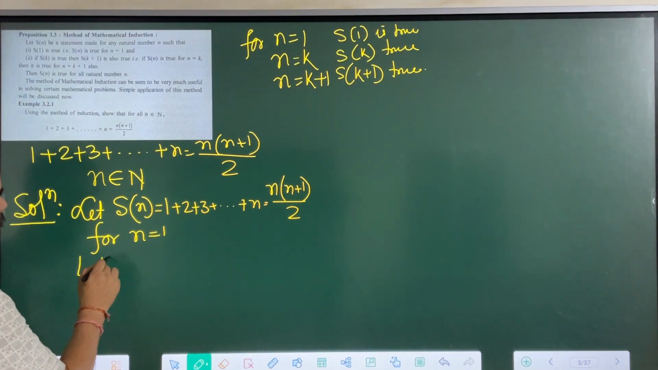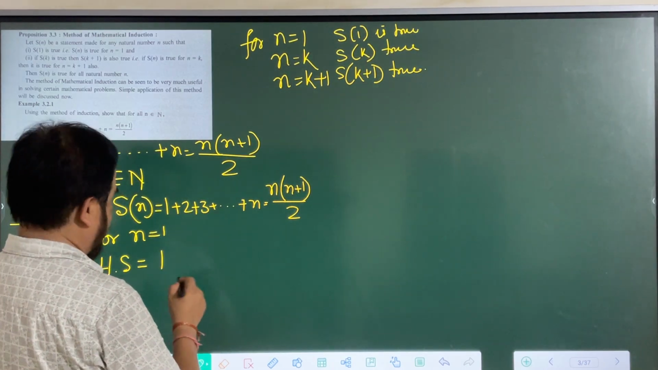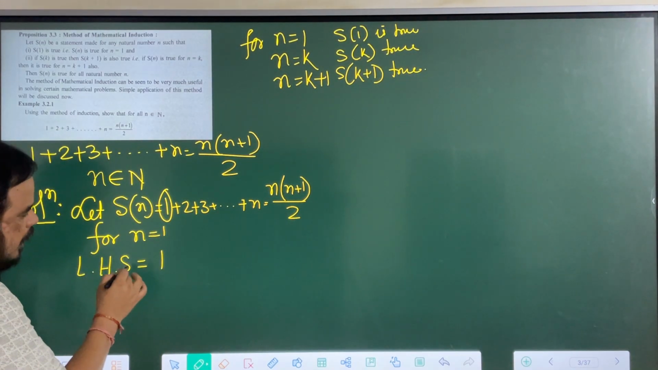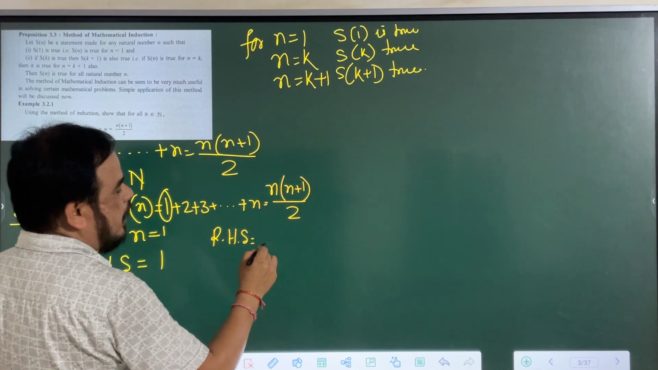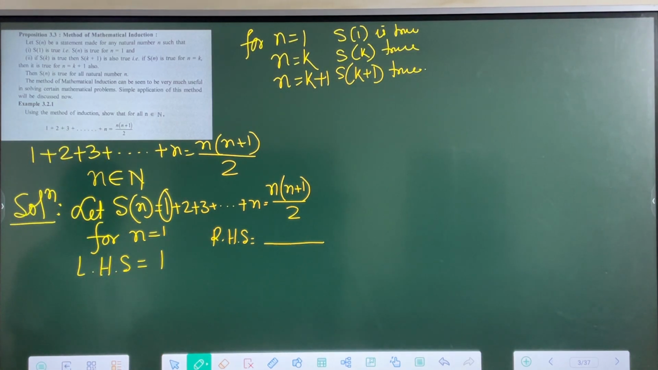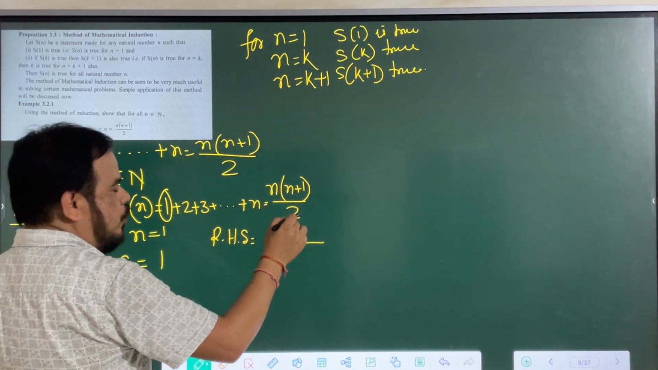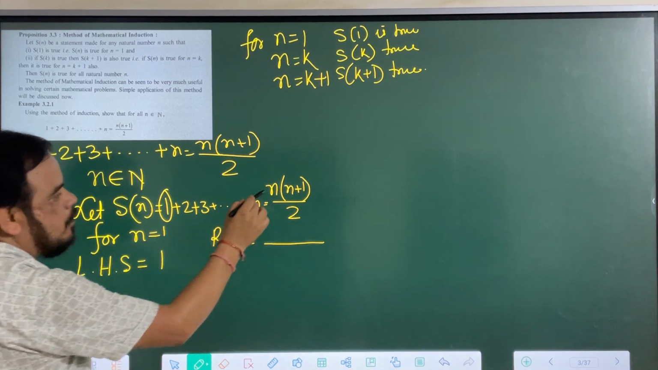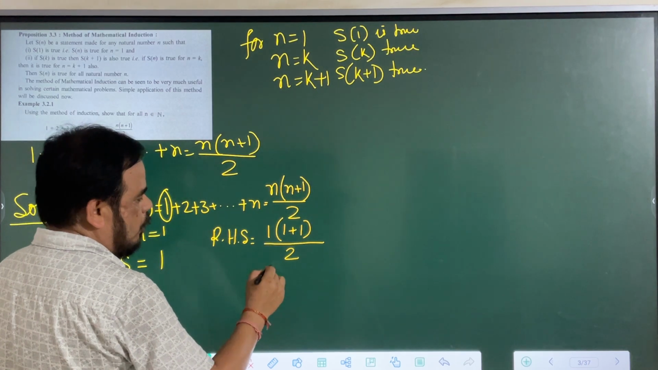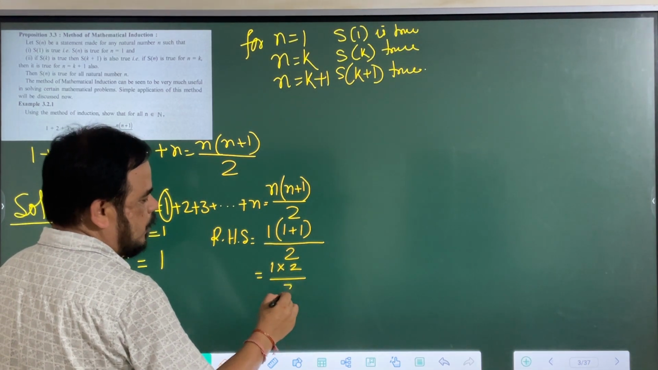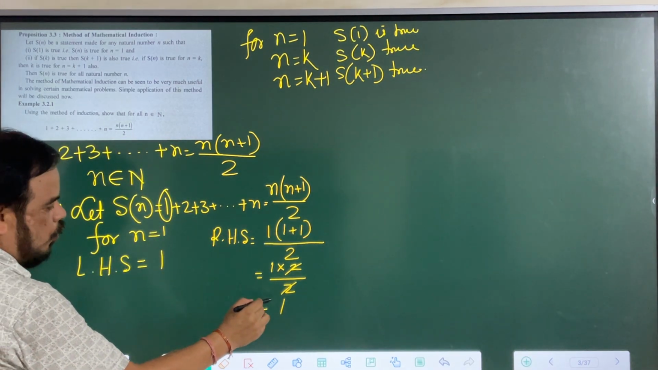Now we will see the left hand side. On the left hand side, the first term is 1 only. Nothing to do. So we have written LHS equals 1. Now we will go to the right hand side, n into n plus 1 by 2. We have taken n equals 1, so in place of n we will put 1. 1 into 1 plus 1 is 2, by 2. 2, 2 cancel, what remains? 1. So LHS is 1, RHS is also 1.